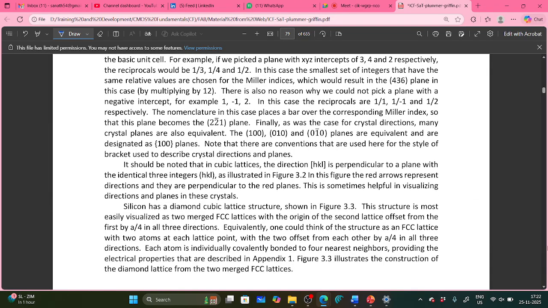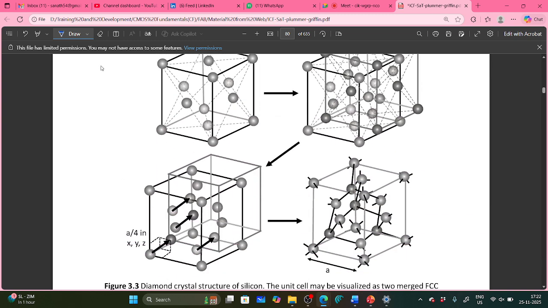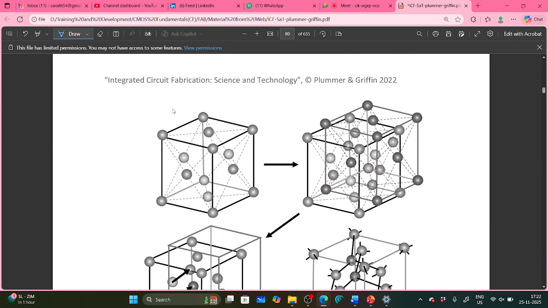So how the crystal structure will be there means the crystal structure of silicon. Silicon is a diamond cubic structure. What is this structure? The structure is visualized as two merged FCCs, with the origin of the second lattice offset from the first lattice by A by 4 in all three directions. See here. So this is my FCC, face-centered cubic structure. And here are two merged FCCs, like this.